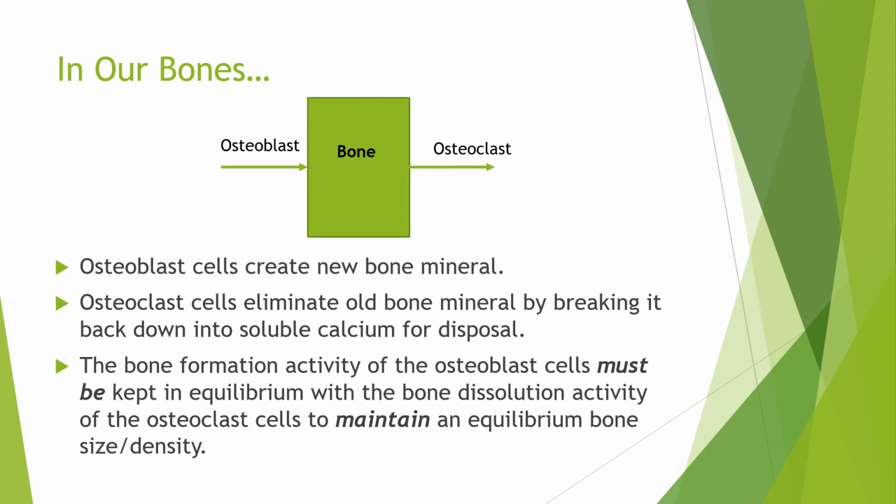In our bones, we have the osteoblast cells and the osteoclast cells. Osteoblast cells create new bone mineral, while osteoclast cells break down old bone mineral and turn it back into soluble calcium so that it can go back into our blood and we can process and dispose of it. So to maintain that equilibrium bone size, we would need the osteoblast activity to equal the osteoclast activity.